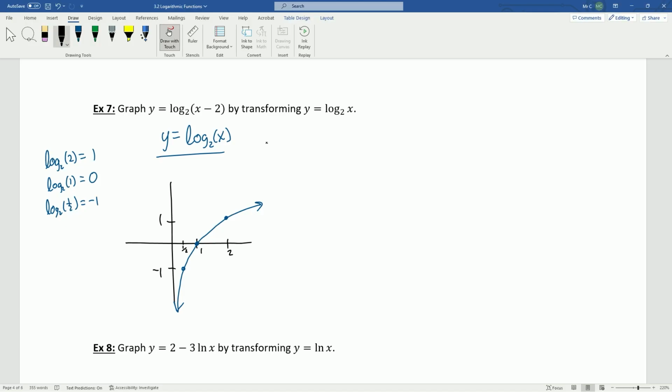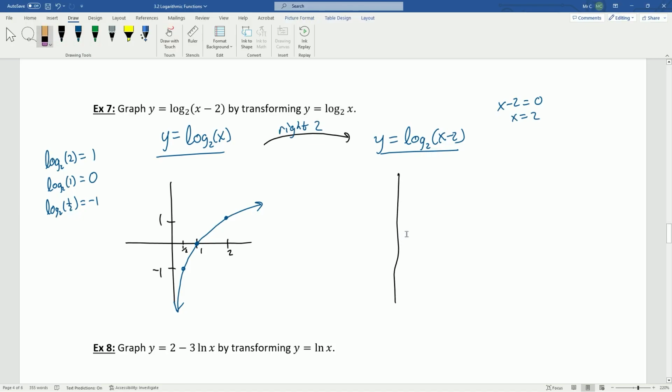And now our transformation is going to take this graph to y equals log base 2 of (x minus 2). Take x minus 2 equal to 0 and solve it, and you get x equals 2. So this is a shift right 2. Oh, that's terrible. Let me try to draw that again. It's a little better.